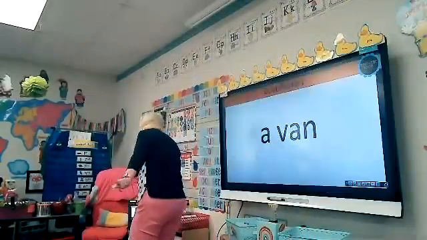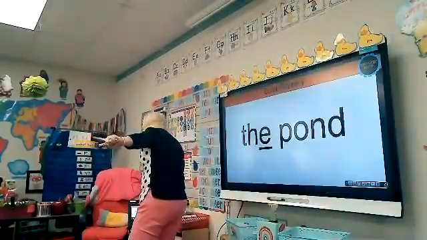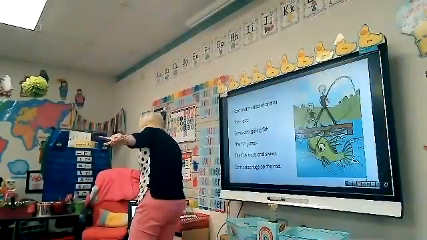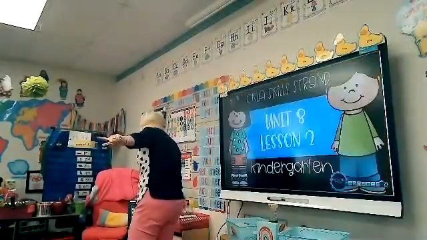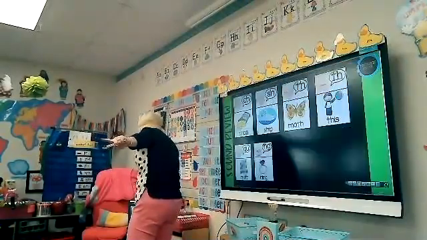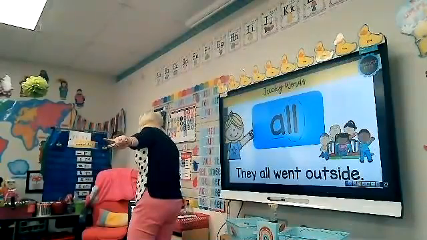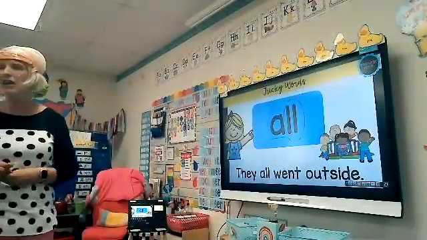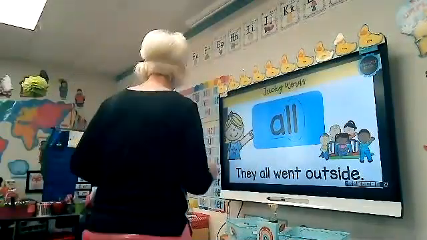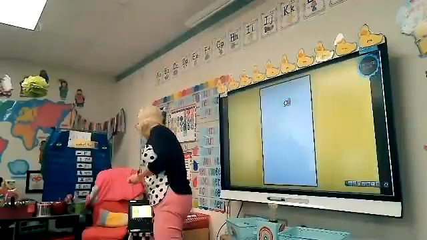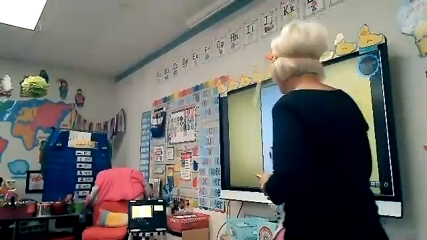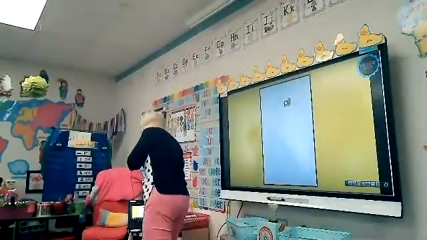Now, we're going to stay on the next page that has that next word. What is that next word? All. That's exactly right. That next word is all. Let's spell all together. A-L-L. All. Good. All right. Turn over to the next page. When you turn over to the next page, this is what it should look like.